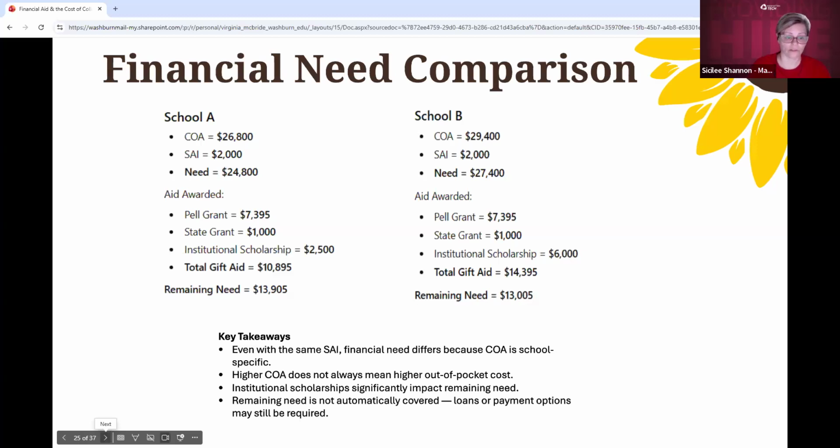So the takeaways are that even with the same Student Aid Index, or SAI, financial need can differ because the cost of attendance is school specific. Higher cost of attendance does not always mean higher out-of-pocket costs. Institutional scholarships can significantly impact a student's remaining need, and remaining need is not automatically covered. Loans or payment options may still be required.